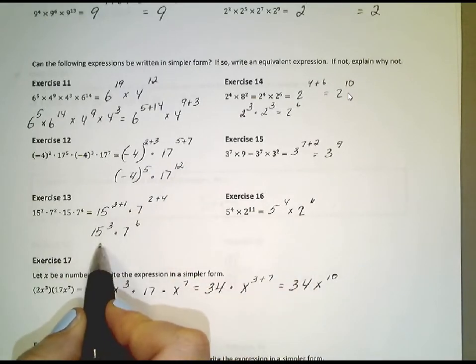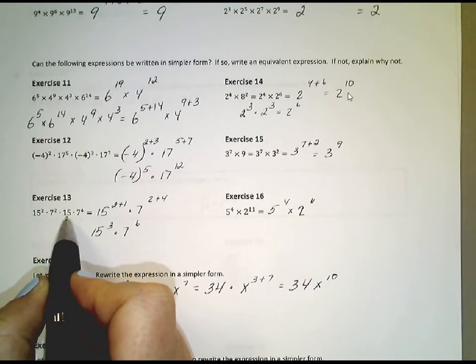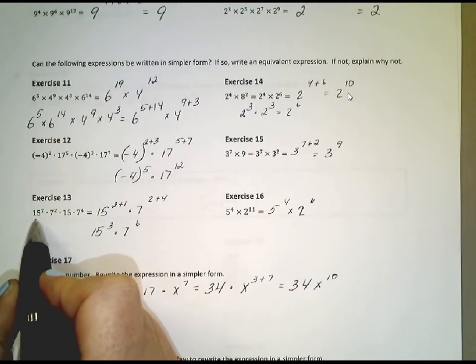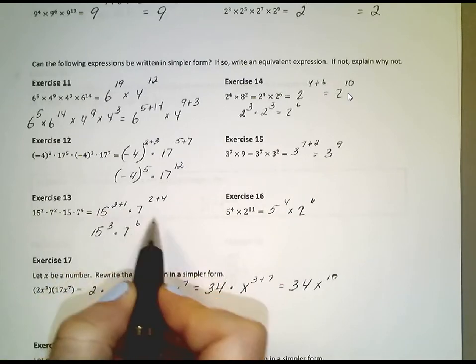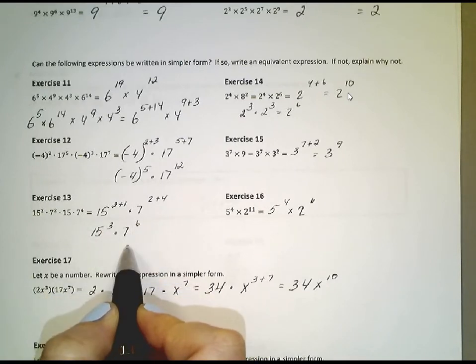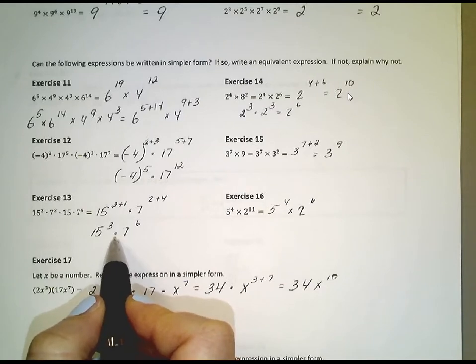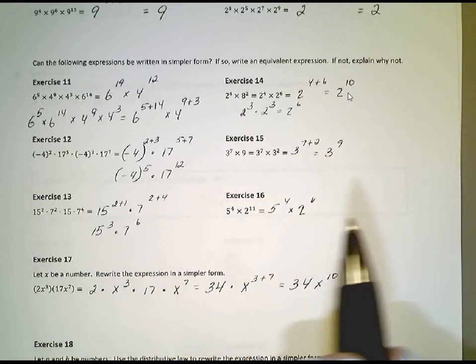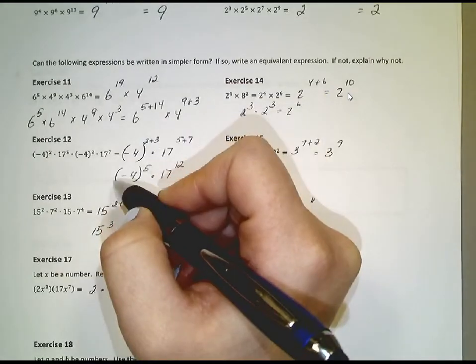Number 13, exact same thing, except you need to remember that 15 is used once, it is 15 to the first power. So that means you will have 15 to the 3rd because we are adding 2 and 1 more, and 7 to the 6th. So 15 to the 3rd times 7 to the 6th. Again, this is not plus anymore, just like we did before, but this is repeated multiplication, so this is all multiplication.